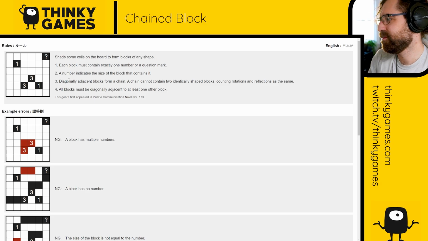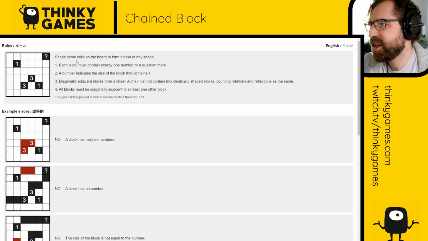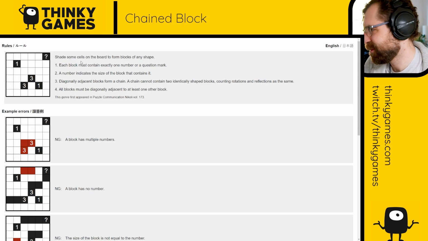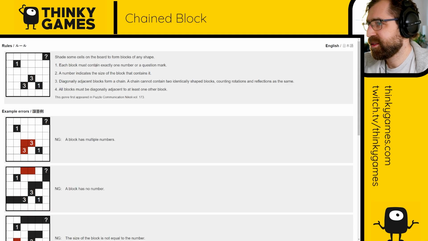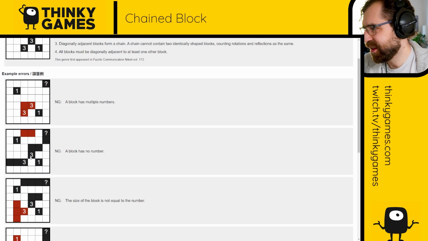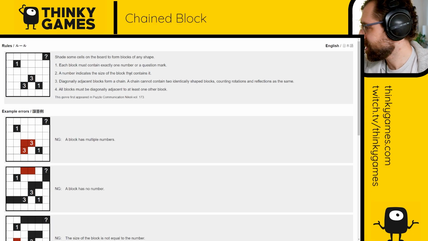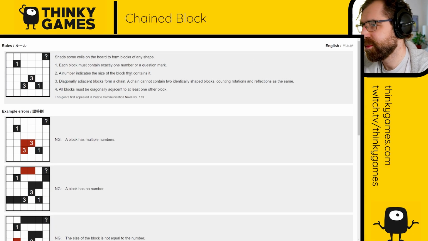So, chained block rules. Shade some cells on the board to form blocks of any shape. So we're just shading in cells. We're not doing triangles this time, just shading in cells. Each block must contain exactly one number or a question mark. So this will be reminiscent of Nurikabe, which we played when we were doing Nurikabe World. As we can see, they're shading in shapes like this, and each shape contains a number. A number indicates the size of the block that contains it. Also very familiar from Nurikabe.